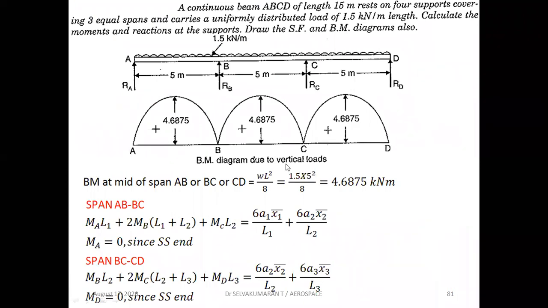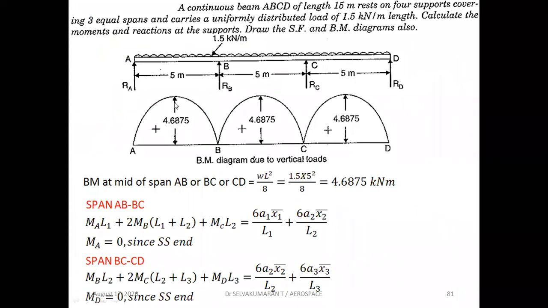Okay, let us take this beam, having 4 supports at A, B, C, D, subject to a UDL of the same magnitude, 1.5 kilonewton per meter. The bending moment at mid span of AB, BC, CD remains the same because the length is the same and the load is also the same, WL square by 8. So you get 4.6875 kilonewton meter.